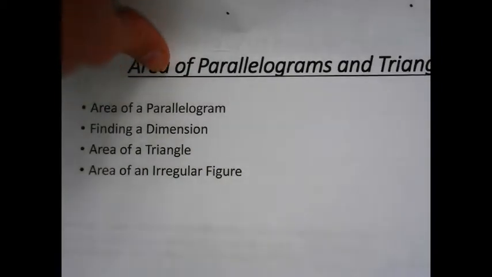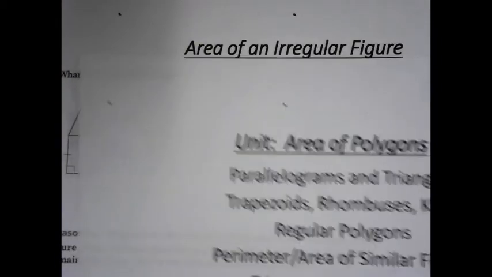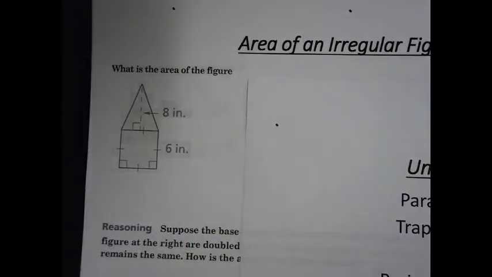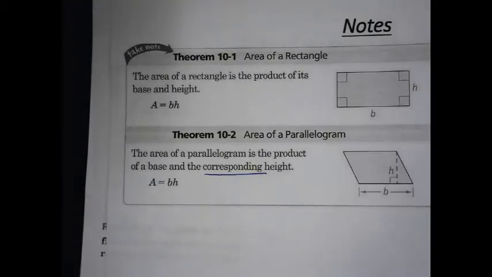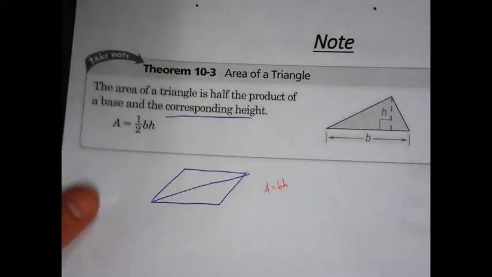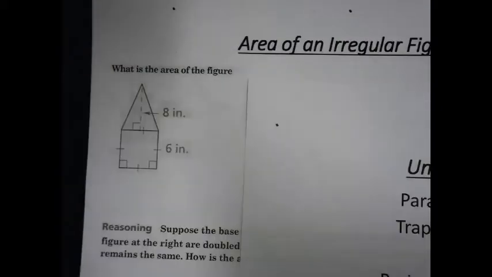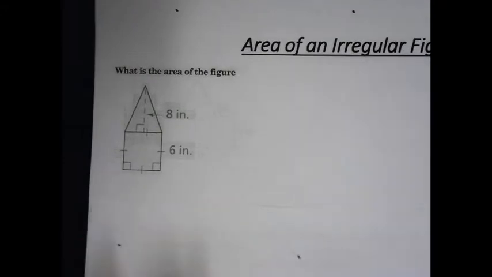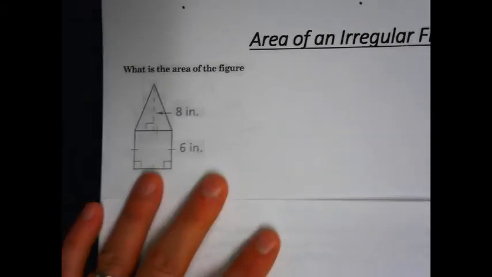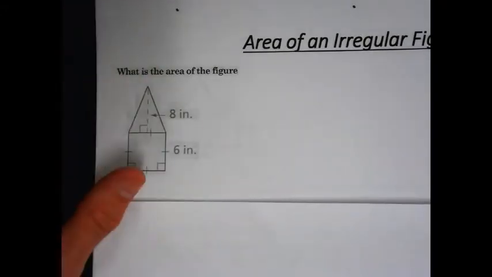Now, we've got to remember the notes for what's going on. We'll take a look at this irregular figure. We'll get right into it. Remember the notes. We had the area of rectangles and parallelograms, base times height, and the area of a triangle, 1/2 base times height. Remember, we did a lot of work about units of measure, and so we'll do the same thing. But let's get started with a fairly straightforward question.